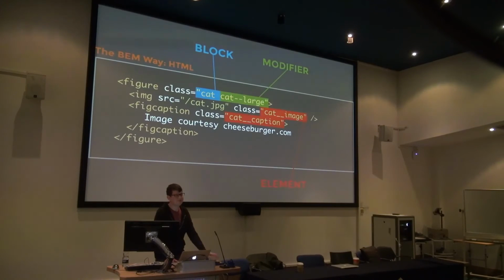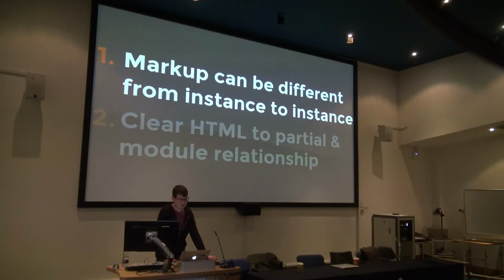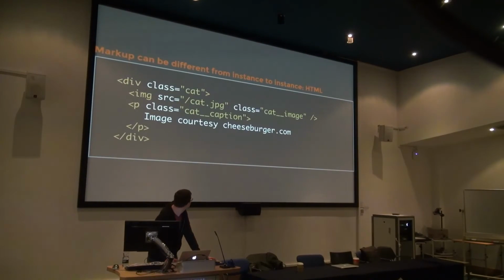So two key things with BEM that I find really useful. Markup can be different from instance to instance. So I can have a shared CSS module, but I can mark it up differently around the project. For instance, with this snippet here, I've ripped all the semantic markup out, and I've gone for just classic divs and p tags. Now, obviously, you probably wouldn't do that in the real world, but it just illustrates the point.